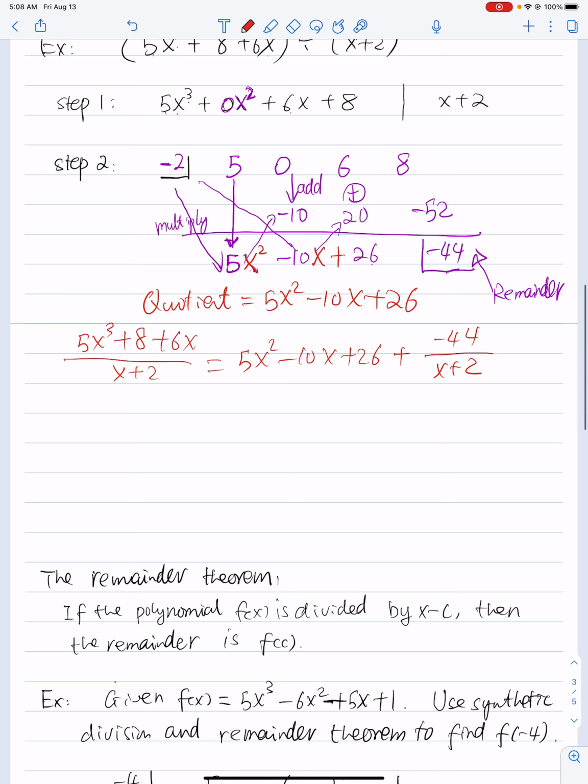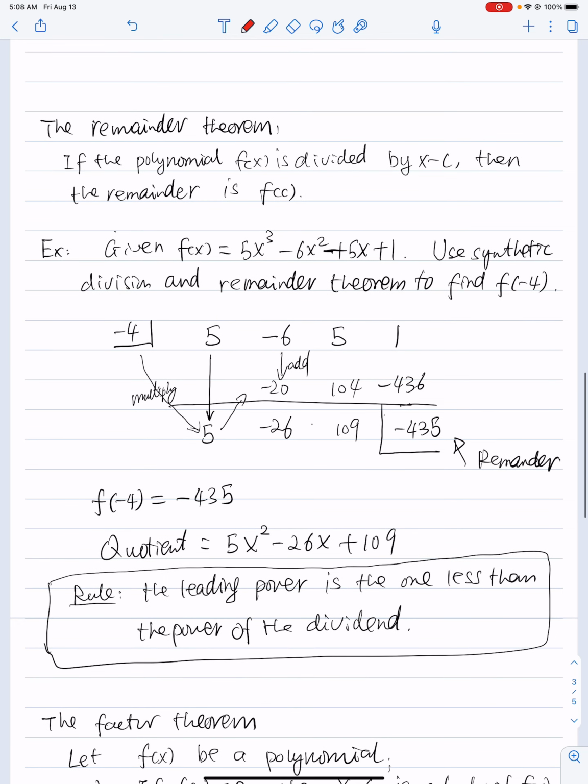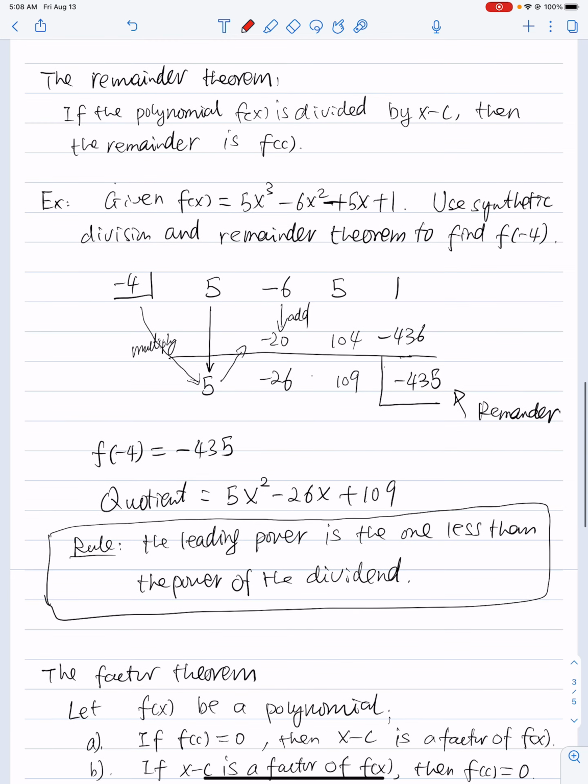Okay, so the next thing that we want to talk about is the remainder theorem. The remainder theorem is about a polynomial f(x) divided by x minus c. We can use what? Synthetic division. Then the remainder is always what? f(c). So what does this mean? If we wanted to find f(c), we can always use synthetic division to find the remainder. That's the same thing. Okay?